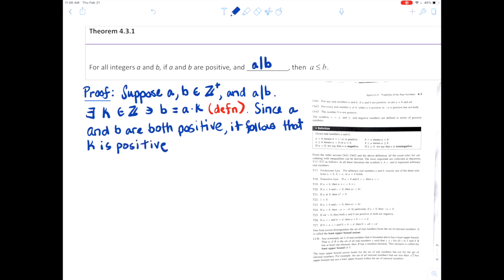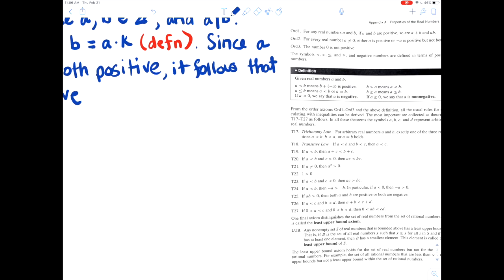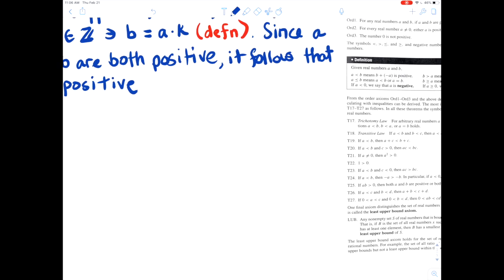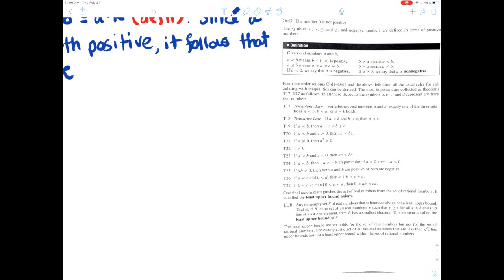So it probably makes sense, right? But let's look at these theorems and see if there's anything that we know. Good. If you look at Theorem 25, if you have a product that's greater than 0, then both A and B have to be positive or both have to be negative, right?